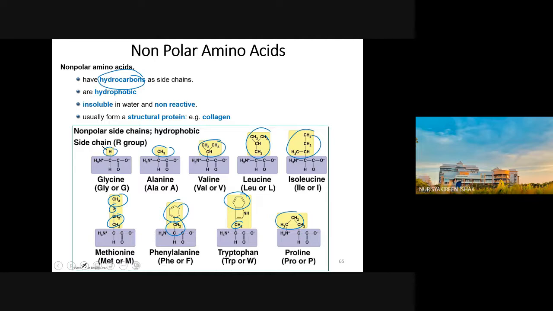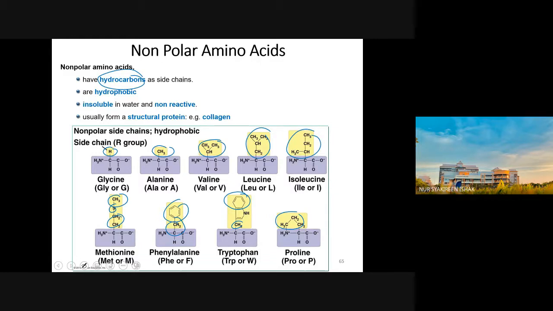Because the side chain consists of hydrocarbons, it causes the amino acid to be hydrophobic. So it causes the protein or the amino acid to be insoluble in water and non-reactive. Dia stable. Stable maksudnya dia tak perlu obey the octet rule, dia dah obey octet rule lah. Maksudnya tak payah nak cari extra electron ke whatever. So dia dah stable, non-reactive. It is insoluble in water. It does not attract water molecule.